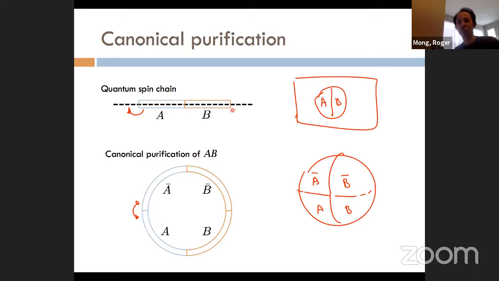I see. Maybe a way to ask the question is, if we start with a ground state of some Hamiltonian, is there a reasonable Hamiltonian we can write on this circle whose ground state is this purified state? I'm going to answer by saying that if you have a matrix product state describing, say, a quantum spin chain of sufficient size, then its canonical purification is also a matrix product state where the individual elements look the same. Okay, very cool. Thank you. Thanks. Okay.